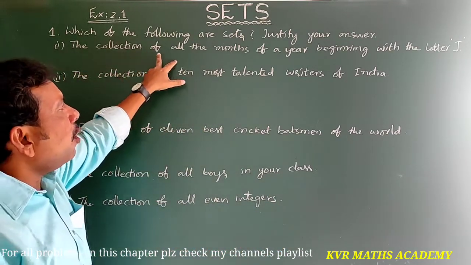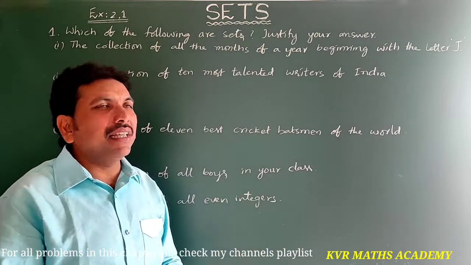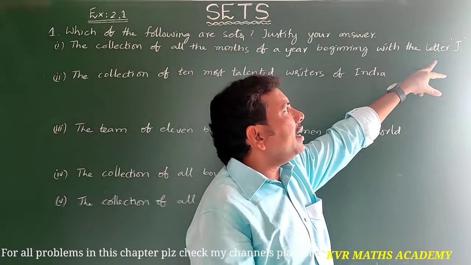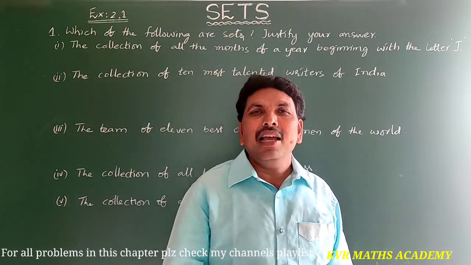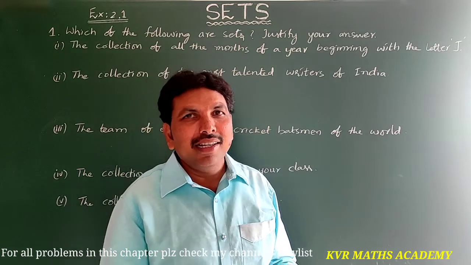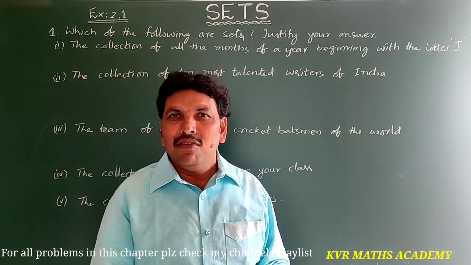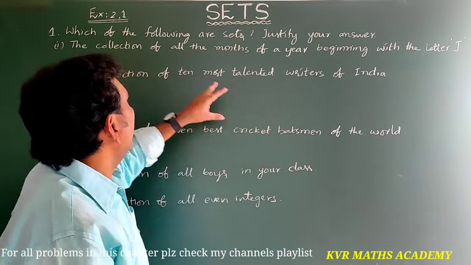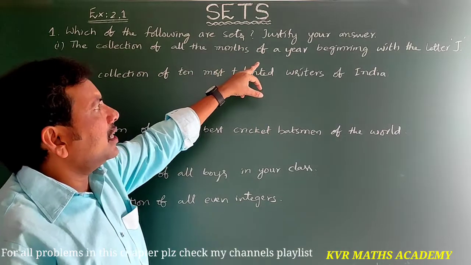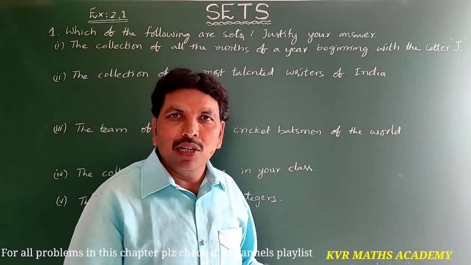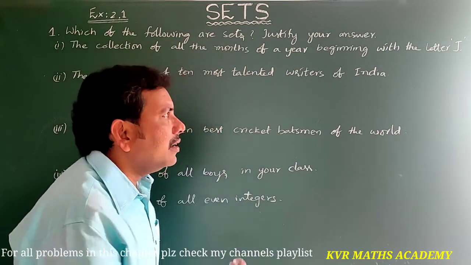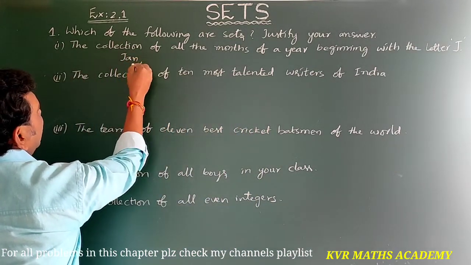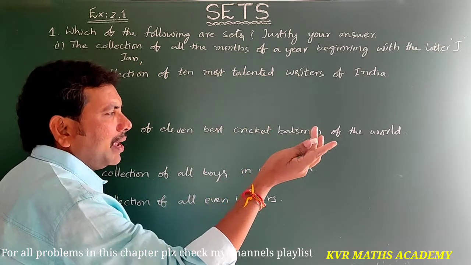See the first question. The collection of all the months of the year beginning with the letter J. We have 12 months, and the 12 months have different names. What are those? January, February, March, April, and so on, up to December. So what are the months beginning with the letter J? January, February, March, April, May, June.